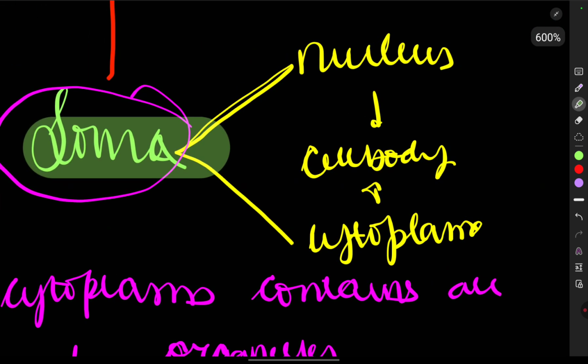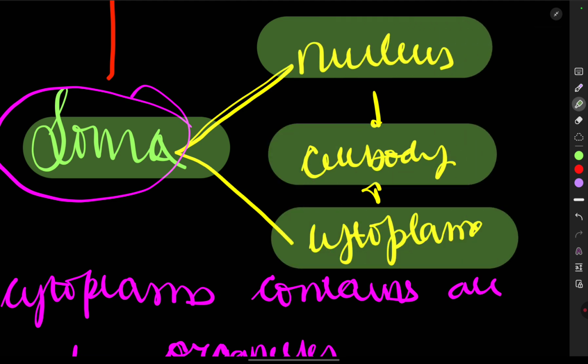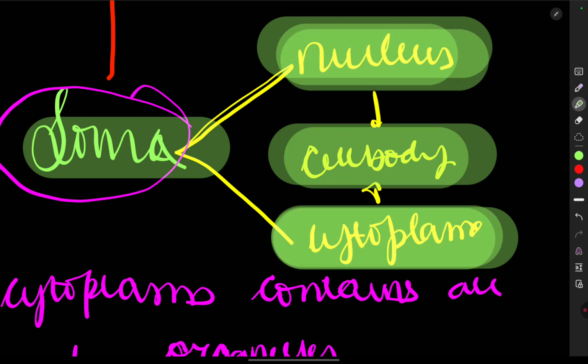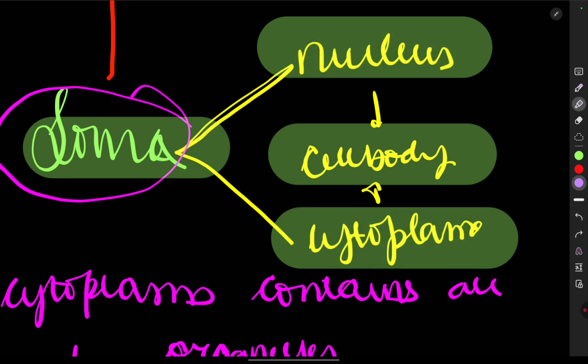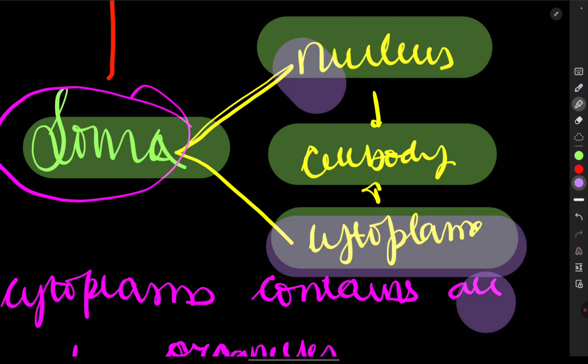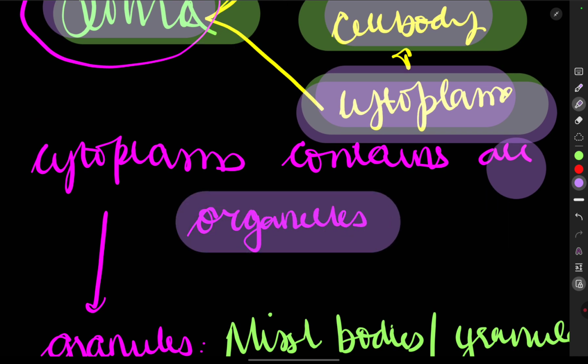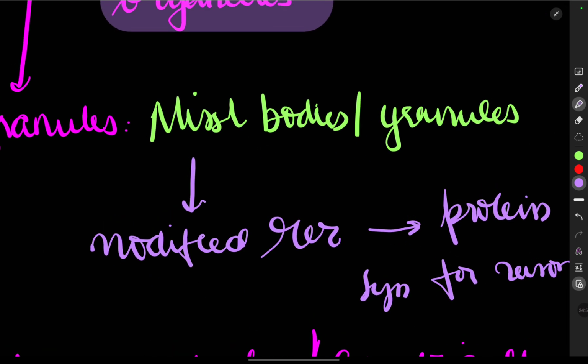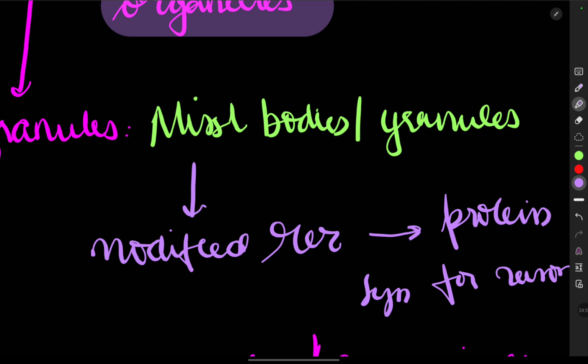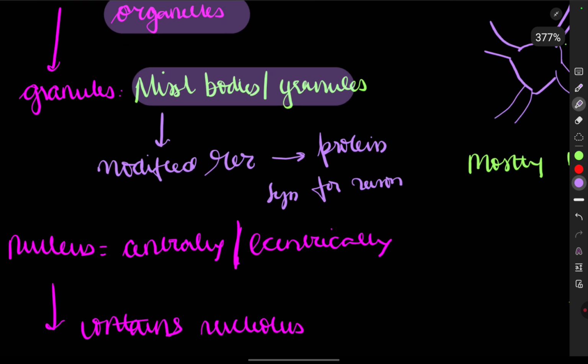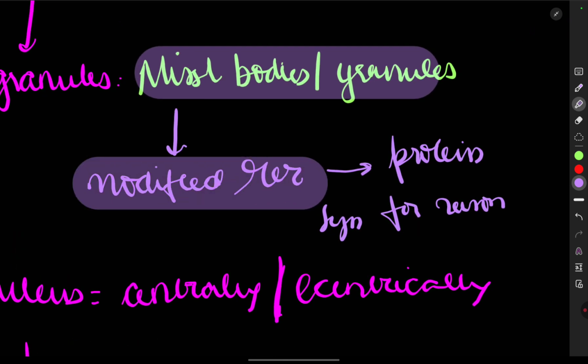So the soma contains the nucleus, the cell body, and the cytoplasm. The nucleus and the cytoplasm together form the cell body, which is called the soma. The cytoplasm contains all the organelles. The granules are mainly called the Nissl bodies or the Nissl granules. They are the modified rough endoplasmic reticulum.